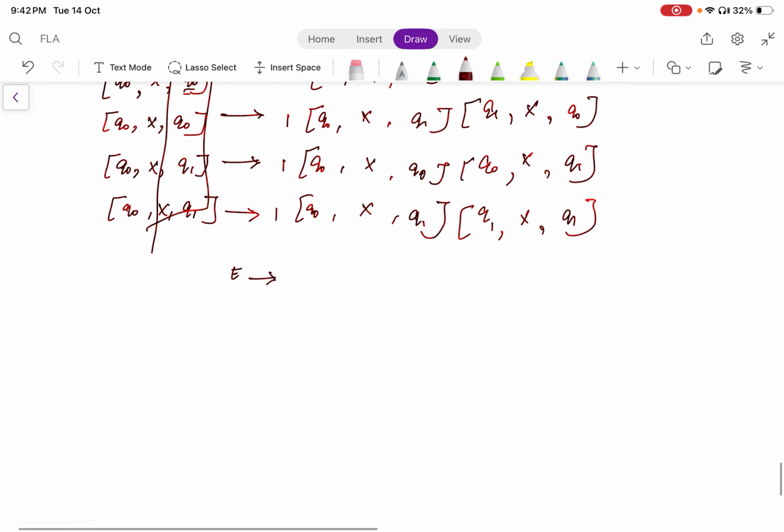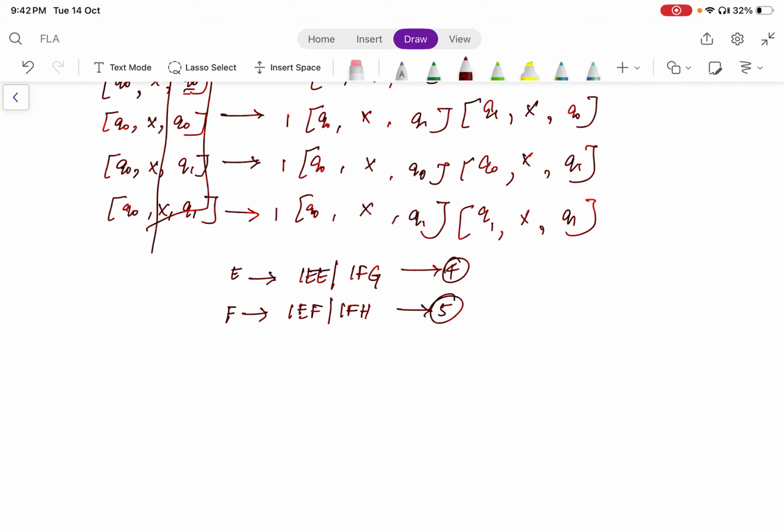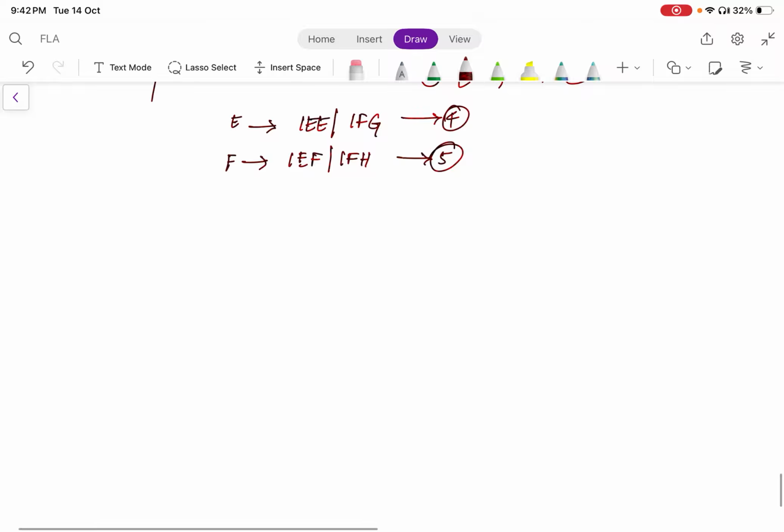So that will give you E tends to 1EE or 1FG. F tends to 1FEF or 1FH. So this is your equation 4 and this is your equation 5. Now the push operations are done. Move on to the read or skip.